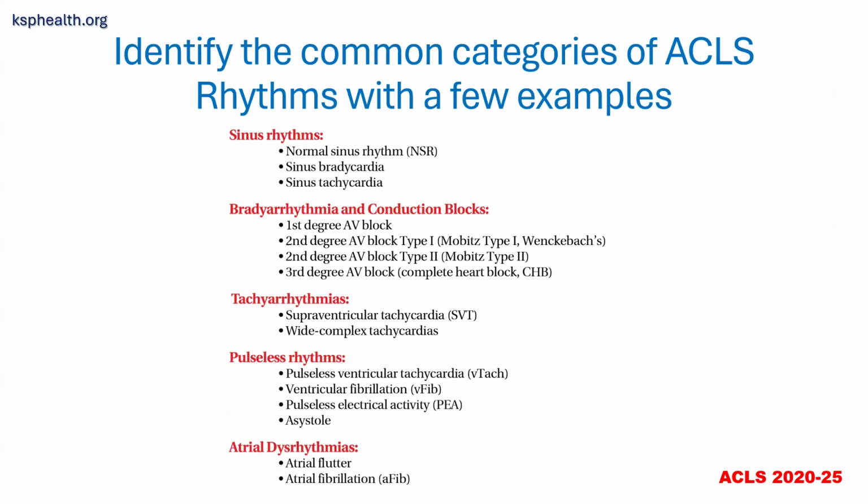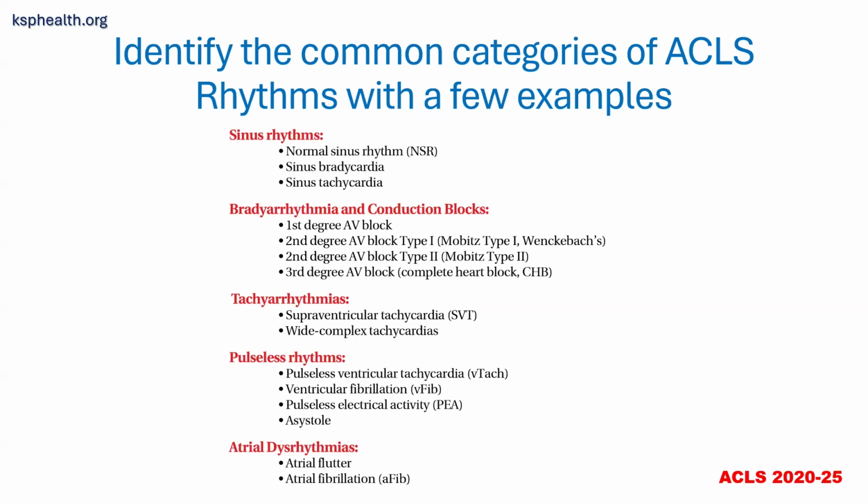These are the common rhythms we come across in our daily practice. That can be sinus rhythms, or it can be slow rhythms, otherwise called bradyarrhythmia, or it can be fast rhythms, tachyarrhythmias, or pulseless rhythms. Very important: because there is no pulse, that doesn't mean that they're dead. Atrial rhythms. Let's go. Sinus rhythms, there are three kinds. Normal sinus rhythm, sinus bradycardia, and sinus tachycardia.